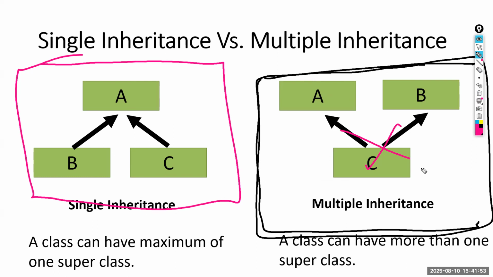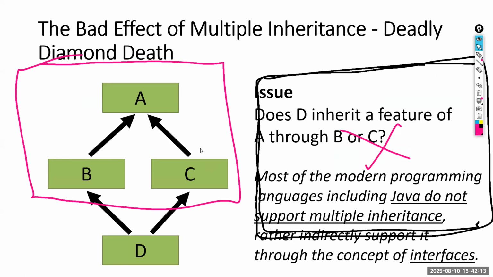The reason is that multiple inheritance creates unnecessary complication in class hierarchies, right? It gives a bit of an advantage, but the disadvantages are bigger. It creates complicated class hierarchies. And there's something called the deadly diamond of death.